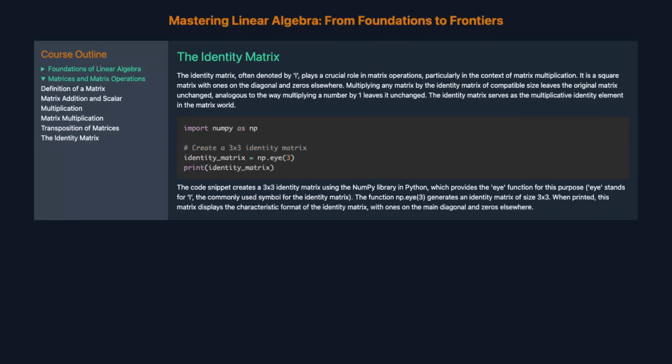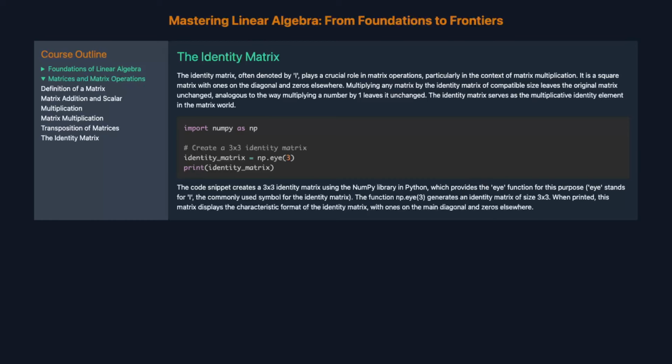The identity matrix. The identity matrix, often denoted by I, plays a crucial role in matrix operations, particularly in the context of matrix multiplication. It is a square matrix with ones on the diagonal and zeros elsewhere. Multiplying any matrix by the identity matrix of compatible size leaves the original matrix unchanged, analogous to the way multiplying a number by 1 leaves it unchanged. The identity matrix serves as the multiplicative identity element in the matrix world.